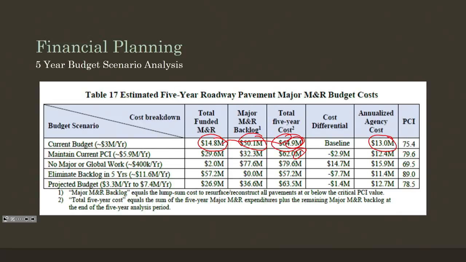If we wanted to eliminate our backlog, at $11.6 million a year, that's what it would take over a 5-year period. We'd invest about $57 million. We'd get rid of that major backlog category. So our total 5-year cost obviously would go down. Our annualized cost is about $11.4 million if you take it all the way back and spread it over 5.